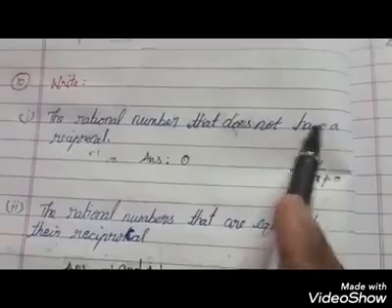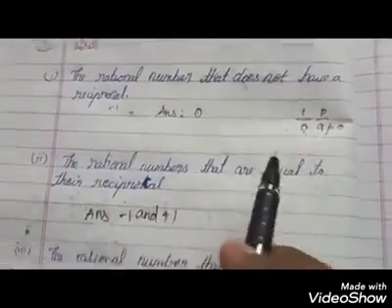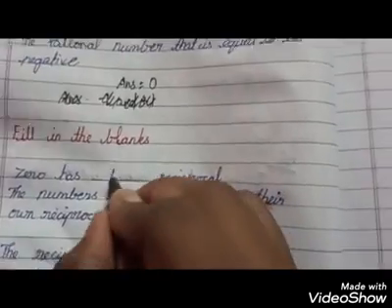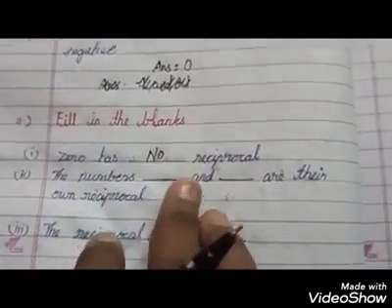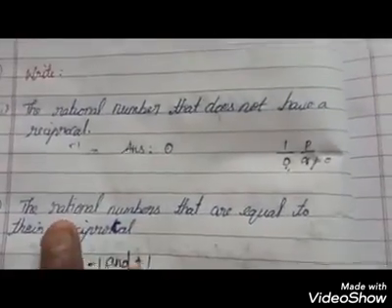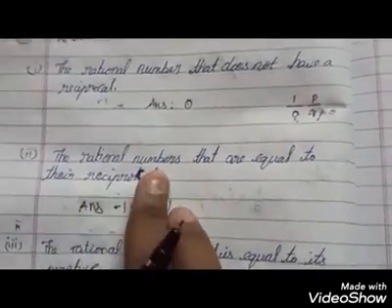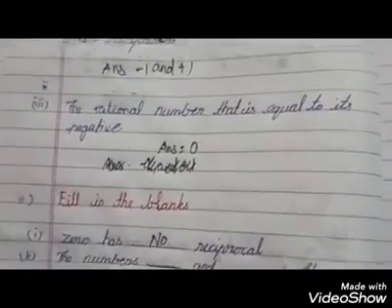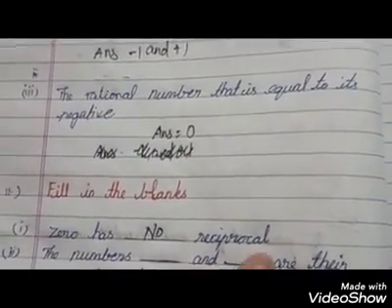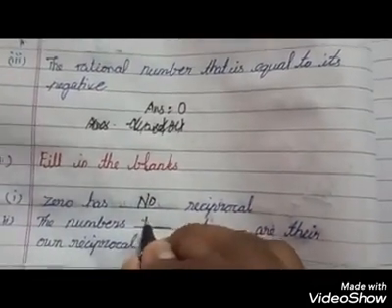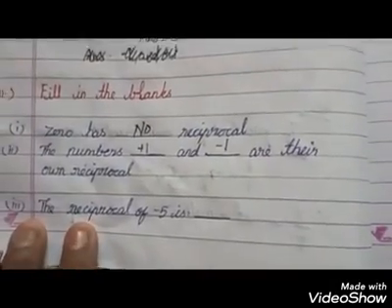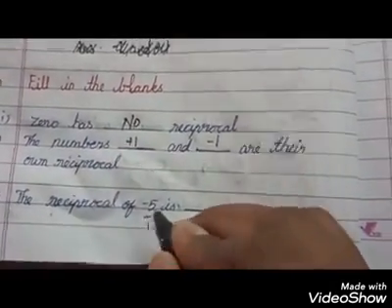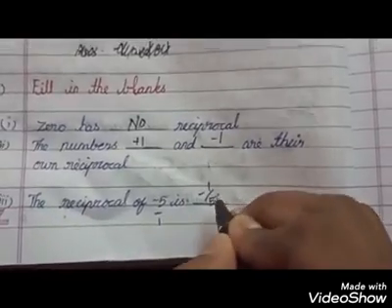Okay. So now, 0 has dash reciprocal. Already I told you the rational number that does not have a reciprocal, the answer is 0. So 0 has no reciprocal. The numbers dash and dash are their own reciprocal. The rational numbers that are equal to their reciprocal: minus 1 and plus 1. So plus 1 and minus 1 are their own reciprocal. The reciprocal of minus 5, where the denominator is 1, can be written as minus 1 by 5.